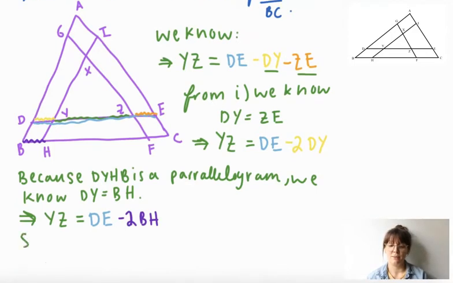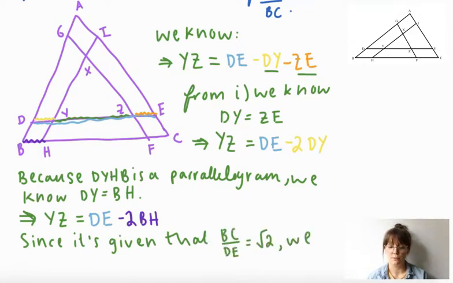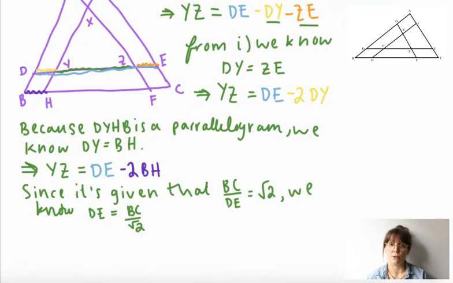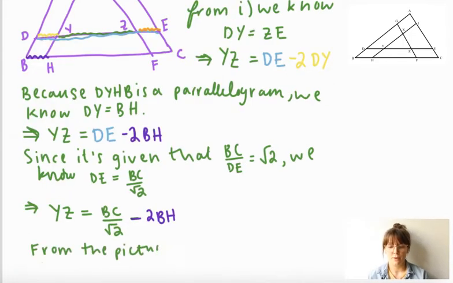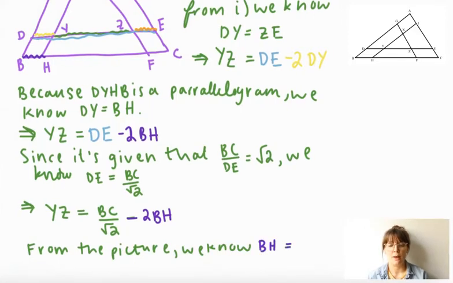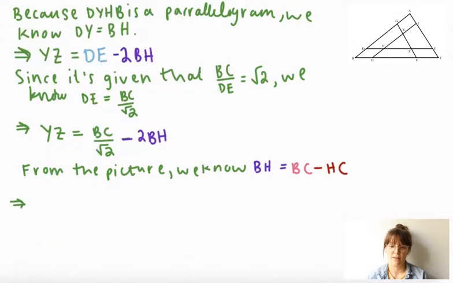Now, since it's given in the beginning of our problem that BC on DE is equal to root 2, that means, by a bit of algebra, that DE is equal to BC on root 2. So we'll substitute that in for DE, and we now have YZ is equal to BC on root 2 minus 2BH. Now, from the picture, we can see that BH is equal to BC minus HC. So we'll substitute that in, and we now have YZ equals BC on root 2 minus 2 times BC minus HC.